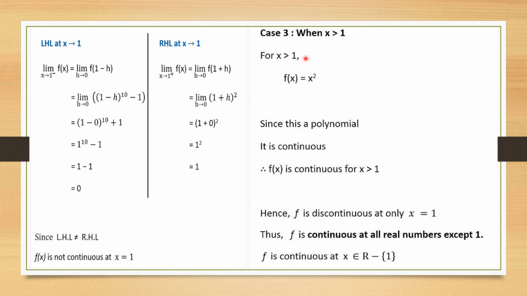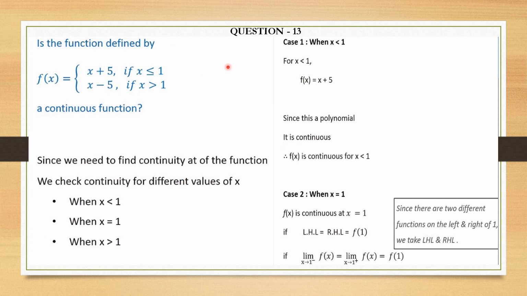Okay. And for x greater than 1, it is a quadratic polynomial. So it is continuous. Okay, so this function is behaving continuous except at 1. So we say function is continuous at all x belonging to R minus this singleton set 1. Again, number 13 is the function defined by x plus 5 for x less than equal to 1, x minus 5 for x greater than 1 behaving continuous or not. So again, I will check the continuity at x less than 1, greater than 1 and at x equal to 1.